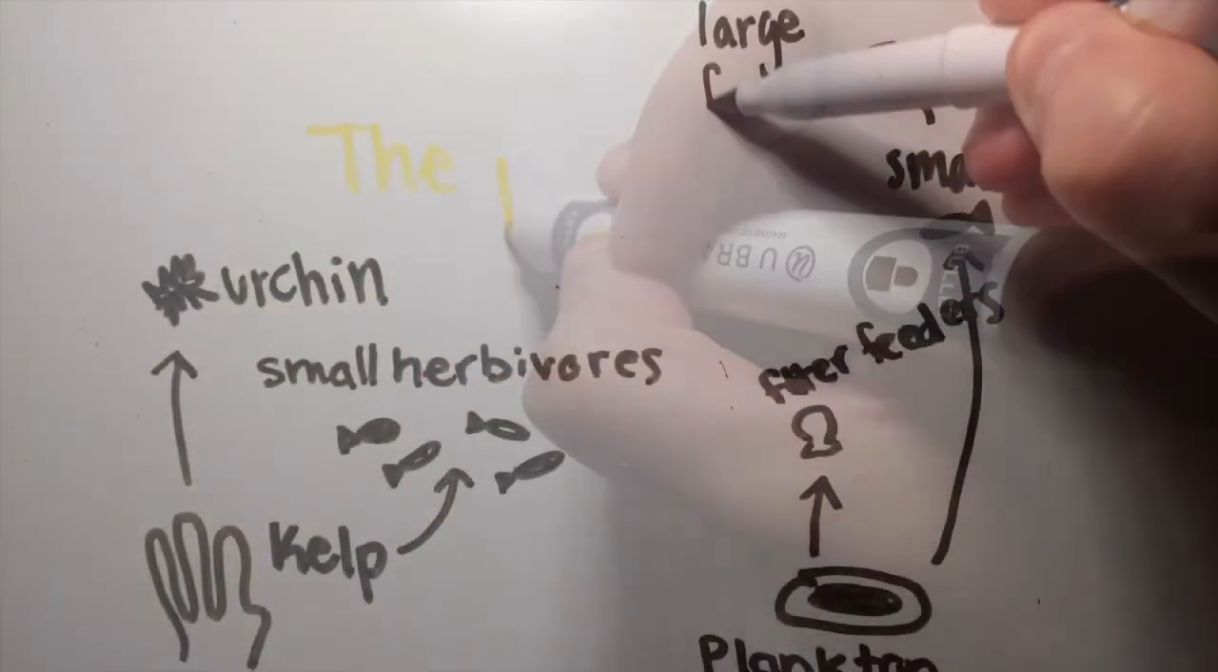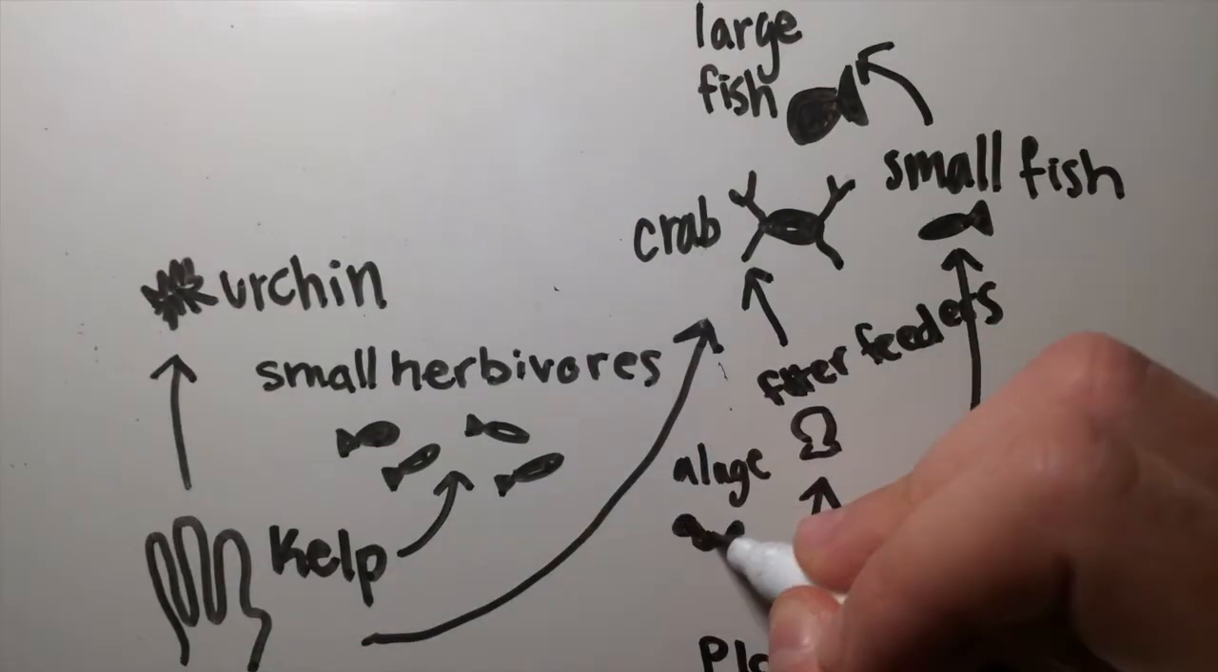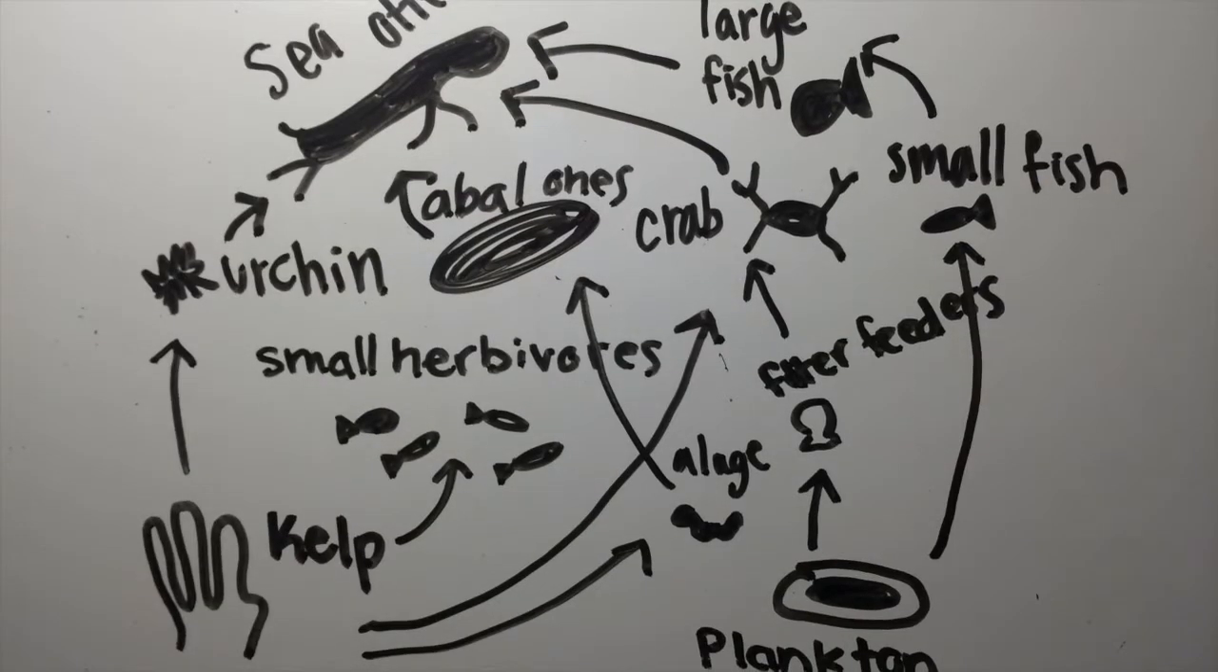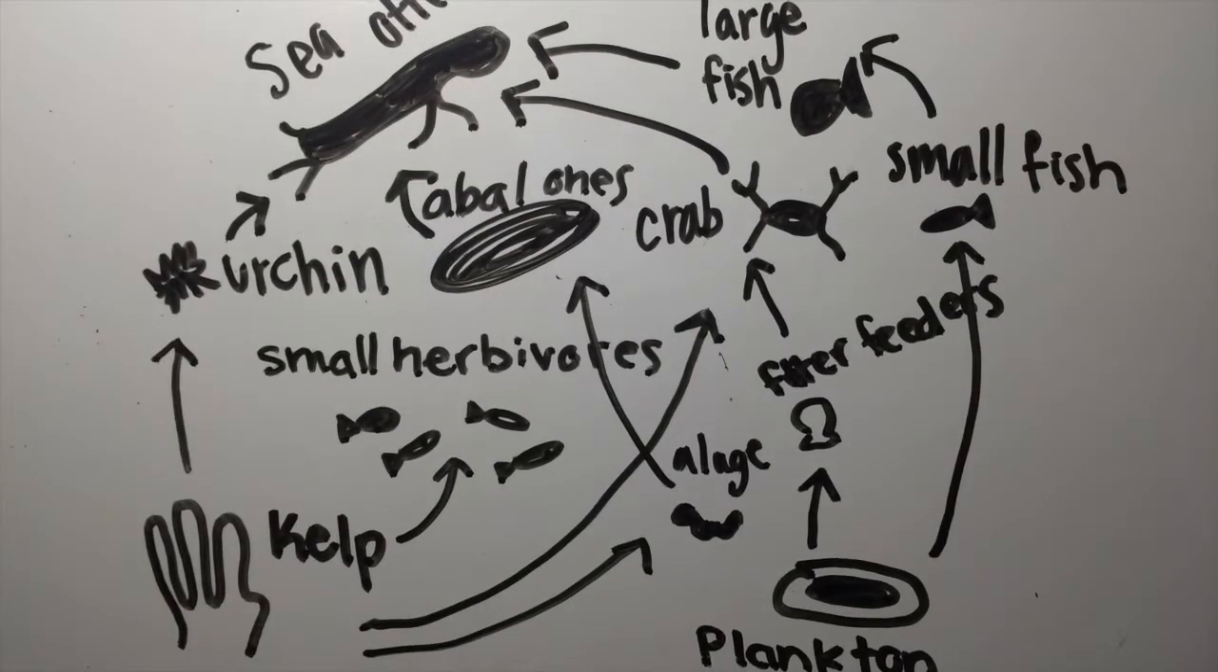So let's draw our tertiary consumers. I'm going to put the fish towards the top and the sea otter and crab towards the top as well. Feel free to pause the video if you need more time. Next, we'll draw our arrows. Our arrows connect the relationships between organisms.